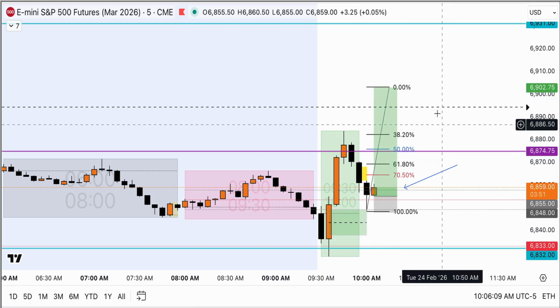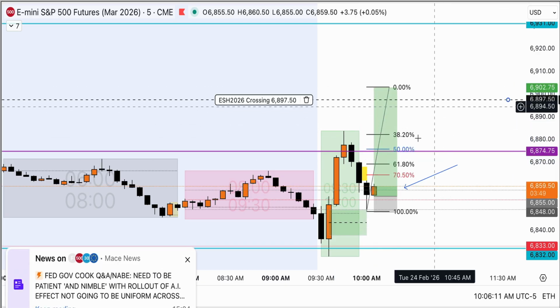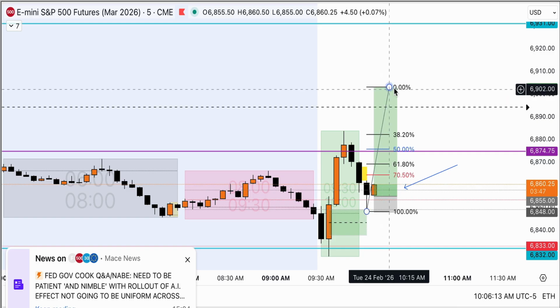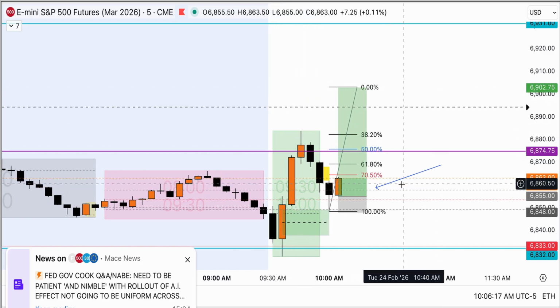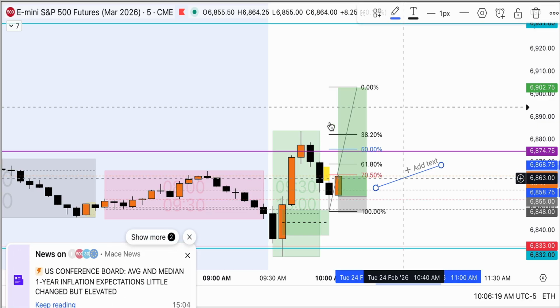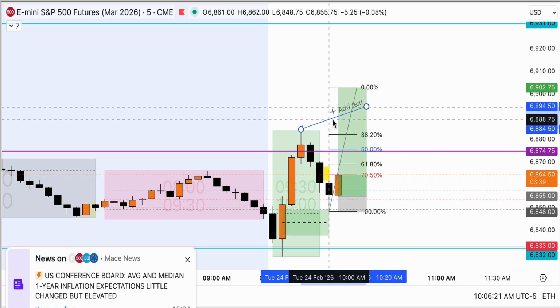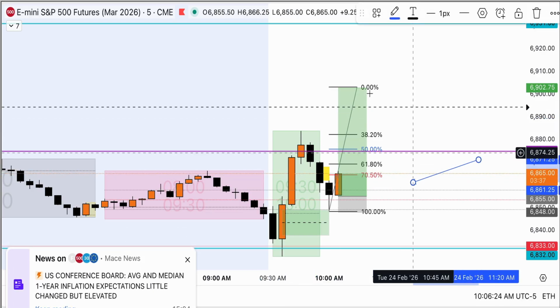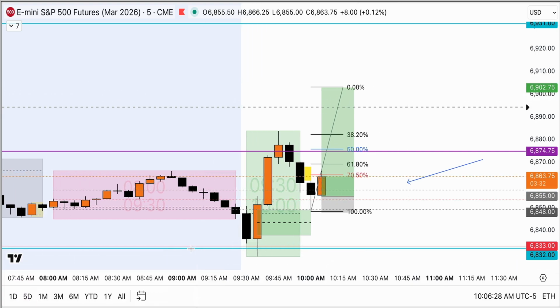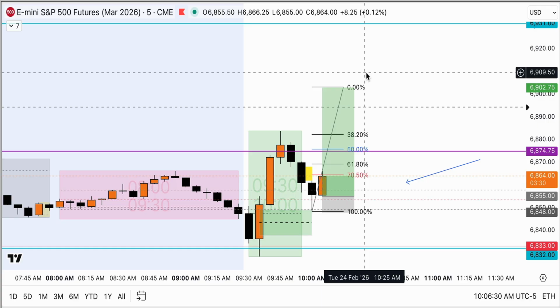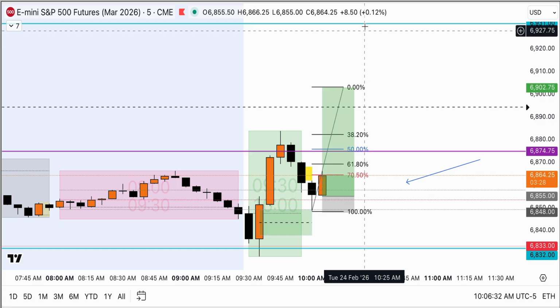It's 100. Now, I don't need price to get all the way up to the 100. Okay, once it goes past this level, this high, I'm pretty much happy to close my trade manually. But that is my targeting. So there you have it. We're just going to watch it and see if it hits the stop loss or if it hits the targeting.